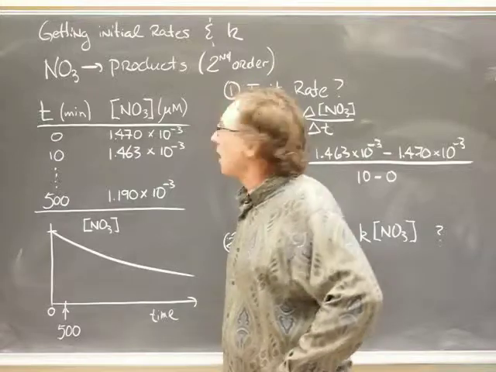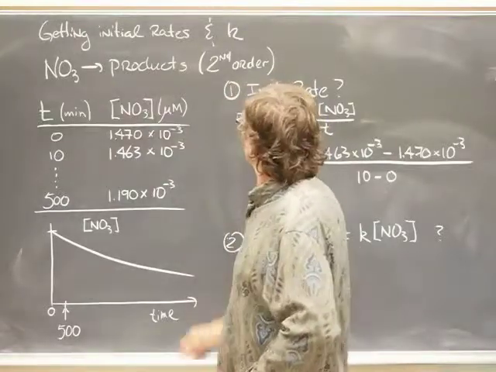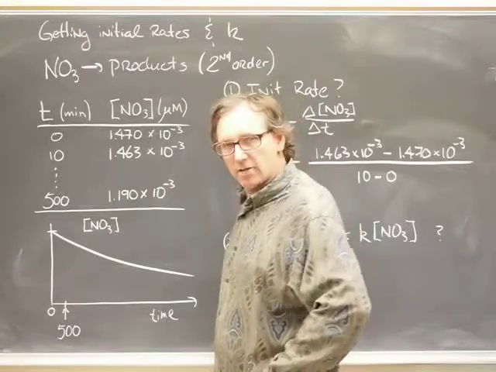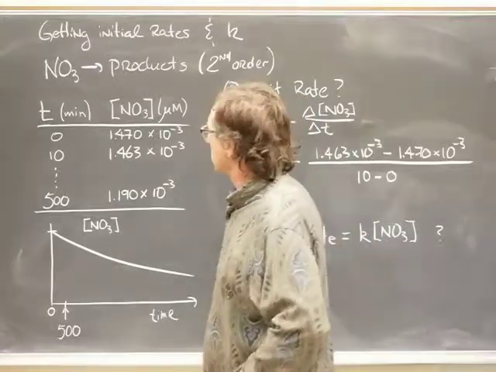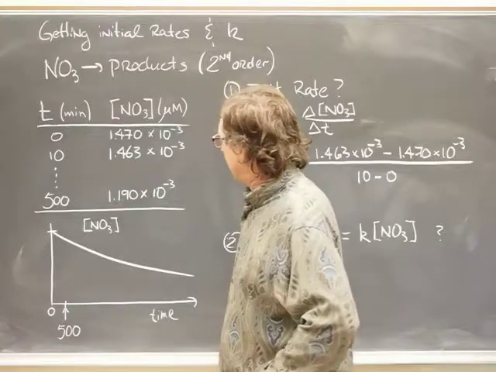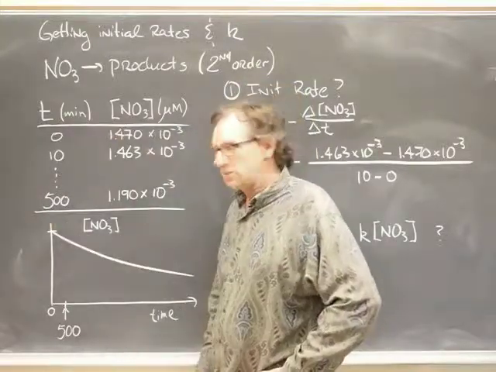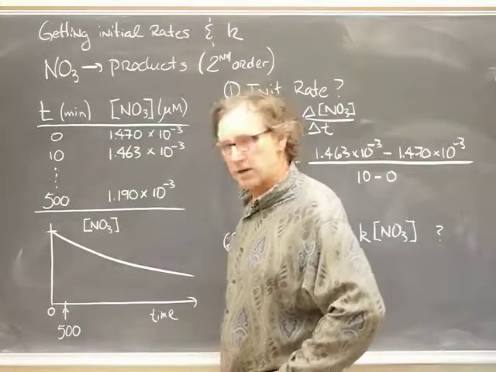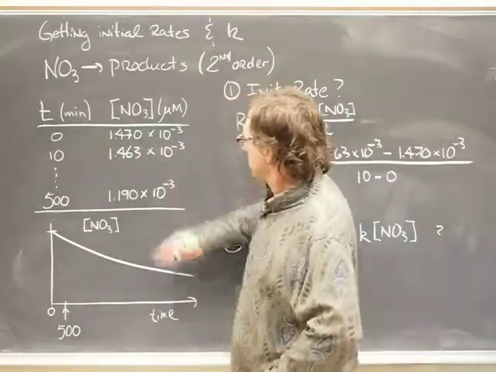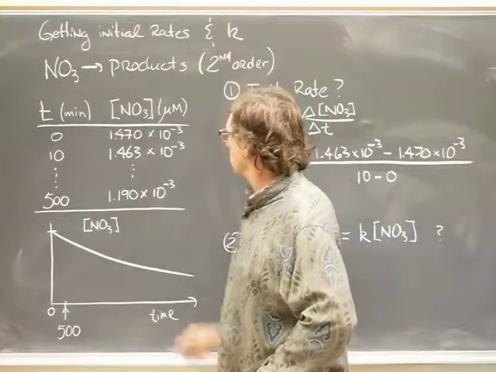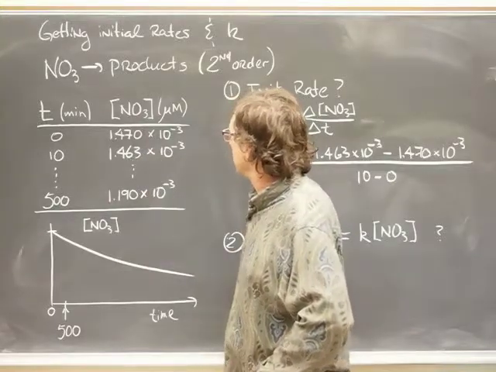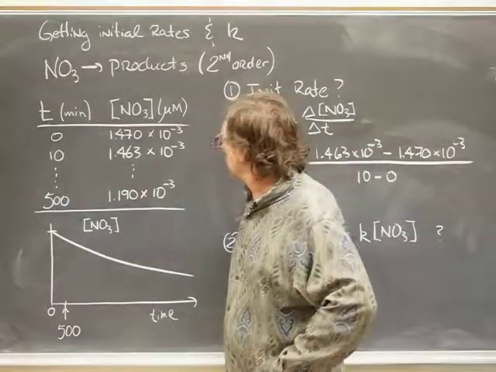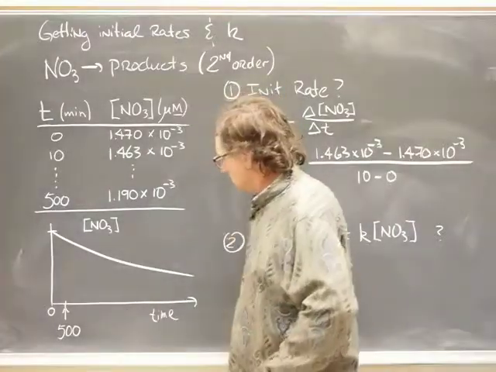It's an atmospheric oxidant that reacts to form products, and it's known that the self-decay of that process is a second-order process. Let's suppose somebody has done these measurements in minutes, time 0, 10 minutes, all the way down to 500 minutes. And these are the concentrations that were measured for NO3. It's in micromolar, that's 10 to the minus 6 molar concentration units.